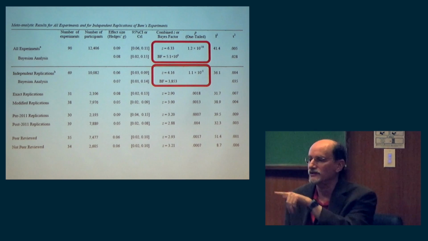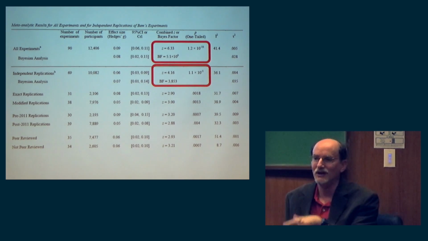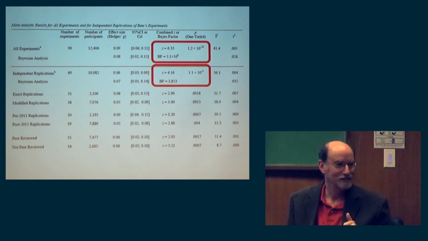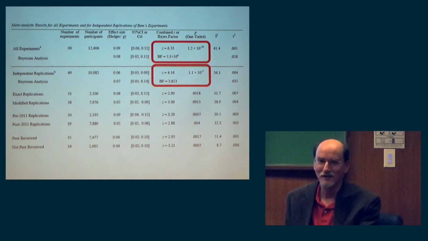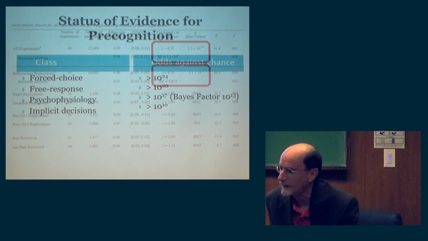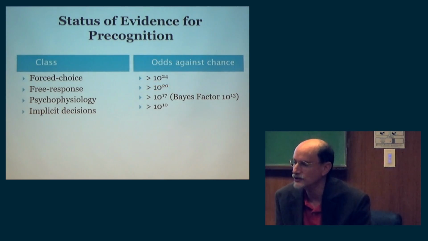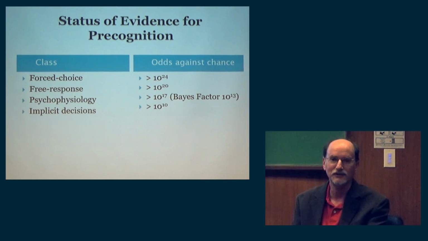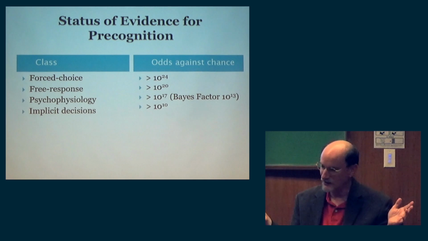There are still skeptics who say that meta-analysis is not right, that there's something wrong inherently with meta-analysis because this can't be true. But that's extreme skepticism. So the status for evidence on precognition, there are 4 classes of experiments. All of them show odds against chance of a gazillion to 1, whether you look at it in frequentist statistics or Bayesian statistics. So I would say to the skeptics, just get over it. It's a real phenomenon.